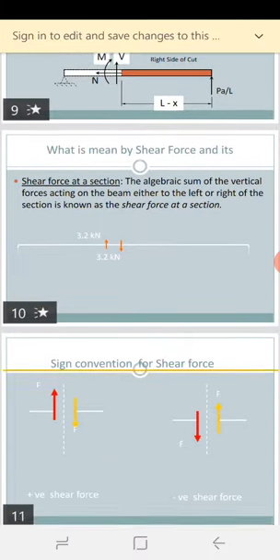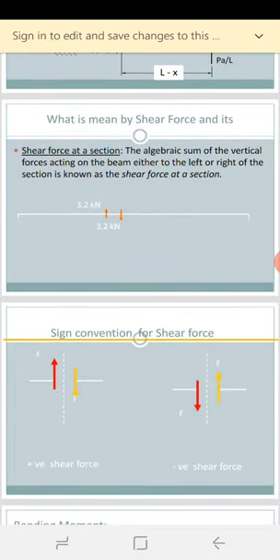Now what is meant by shear force? Shear force is nothing but the algebraic sum of vertical forces acting on the beam either to the left or right of the section, and it is known as shear force at the section. I am giving some examples. Suppose this is a simply supported beam carrying a number of vertical forces. You have to cut this section and add the number of vertical forces in the picture up to that section of a point.